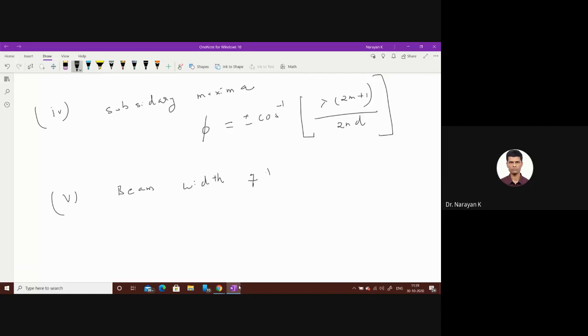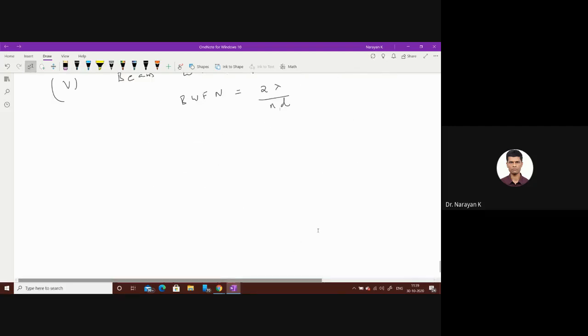Beam width of the major lobe. All this is for broadside array. Beam width between first nulls, BWFN is equal to 2 lambda divided by ND, or this can be written as 2 divided by, if nd is equal to L, so what will happen? This will be L by lambda, this many radians, or this will be 2 lambda divided by L. This is beam width between the first nulls.